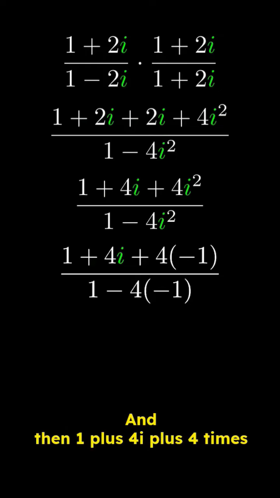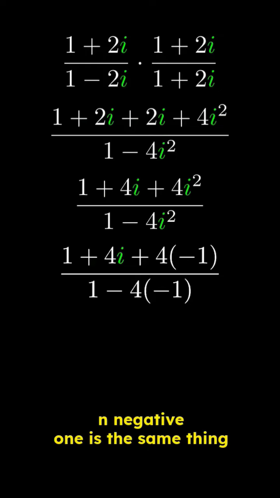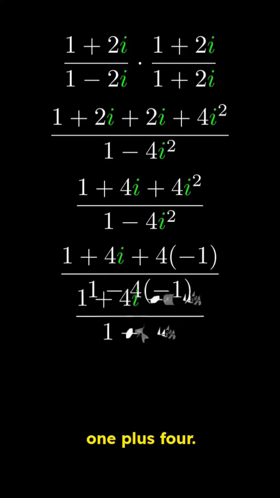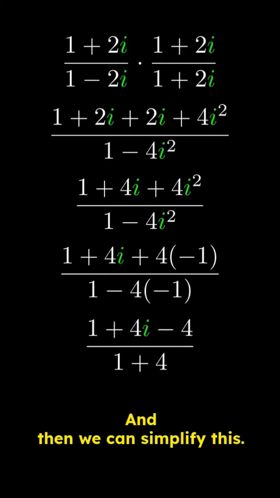And then 1 + 4i + 4 times -1 is the same thing as 1 + 4i - 4. And 1 - 4 times -1 is the same thing as 1 + 4. And then we can simplify this. 1 + -4 is really -3, so that'll leave us with 4i - 3. And then 1 + 4 in the denominator is 5.